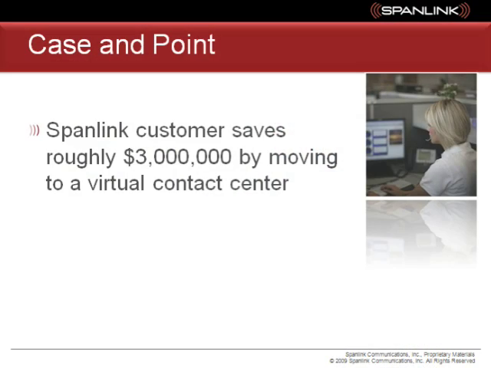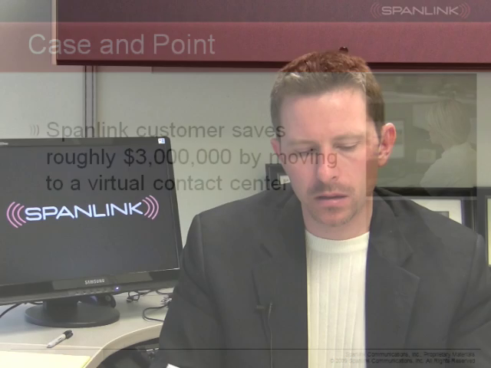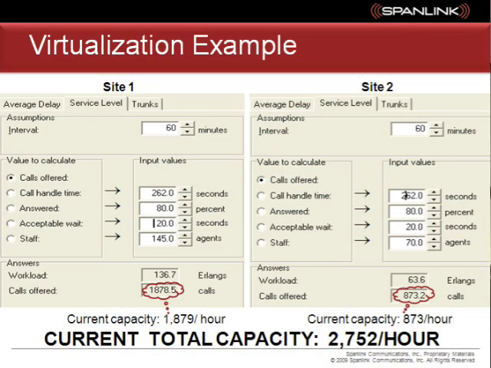So let me give you an example of a Spanlink customer that realized the financial benefit of going virtual. This customer had two disparate contact centers geographically separated. The first contact center had roughly 145 agents and was managing approximately 1,800 calls per hour. The second contact center had roughly 70 agents and was managing approximately 900 calls per hour. Combined, those two contact centers were managing roughly 2,700 calls per hour.